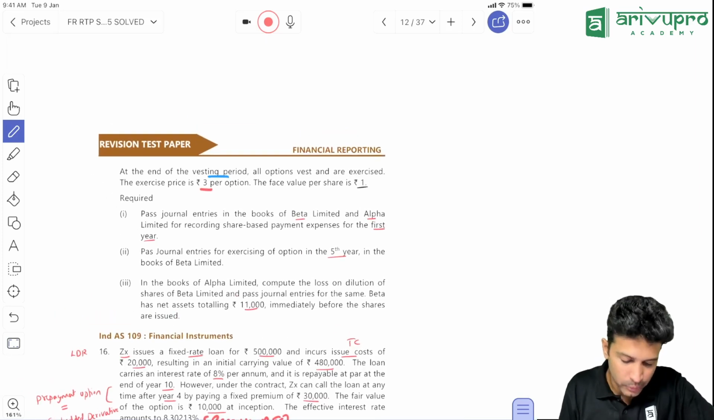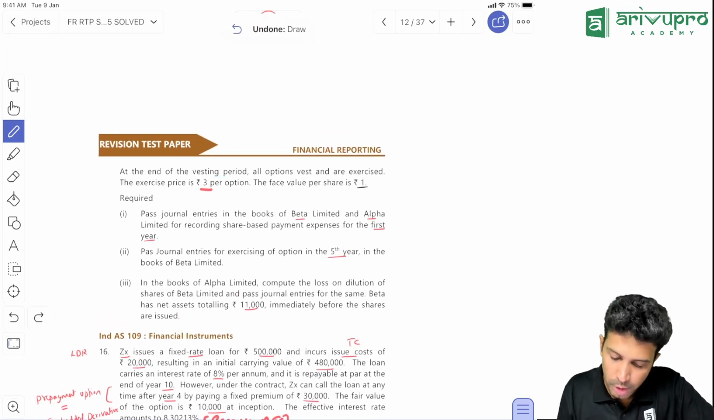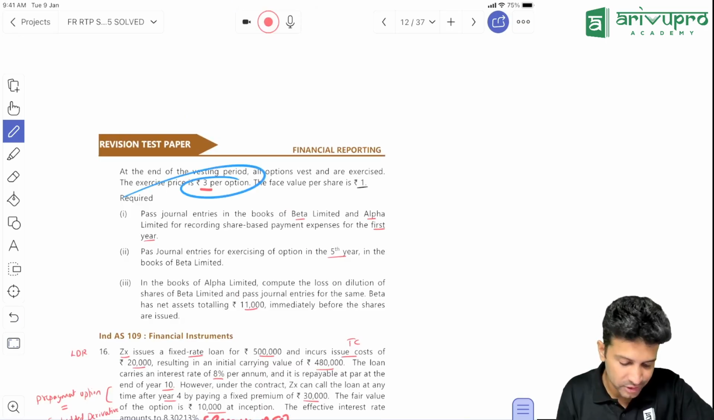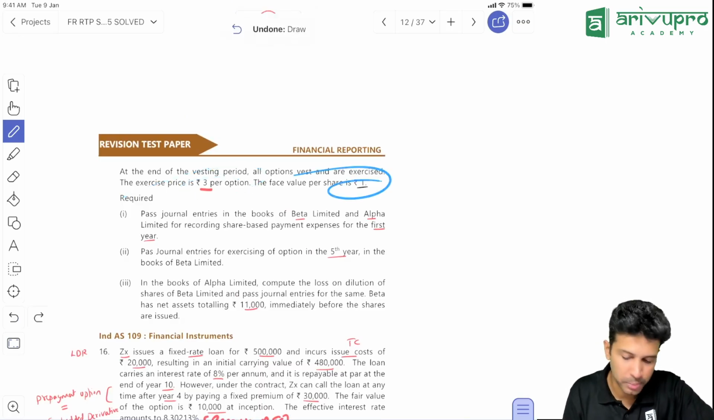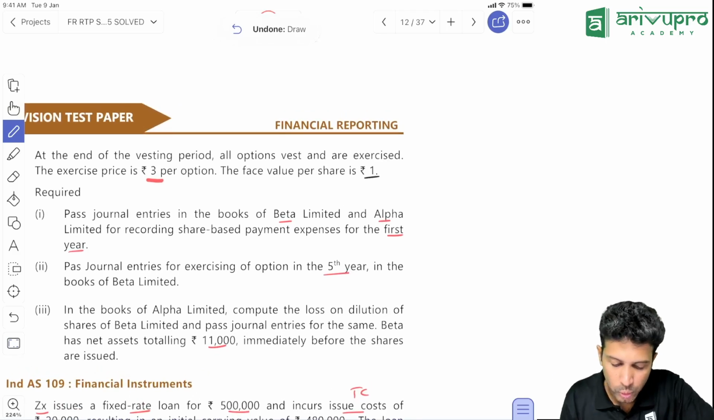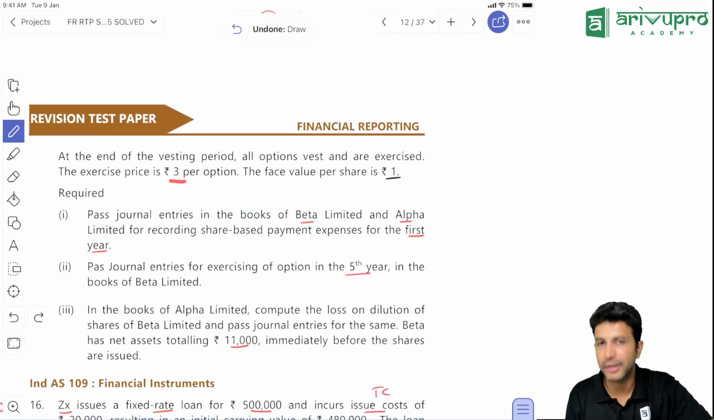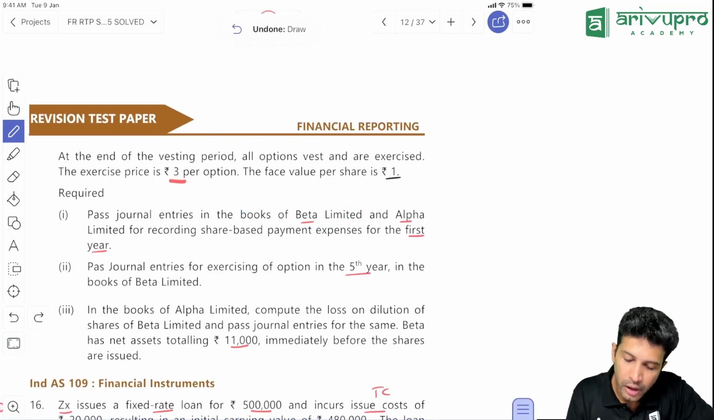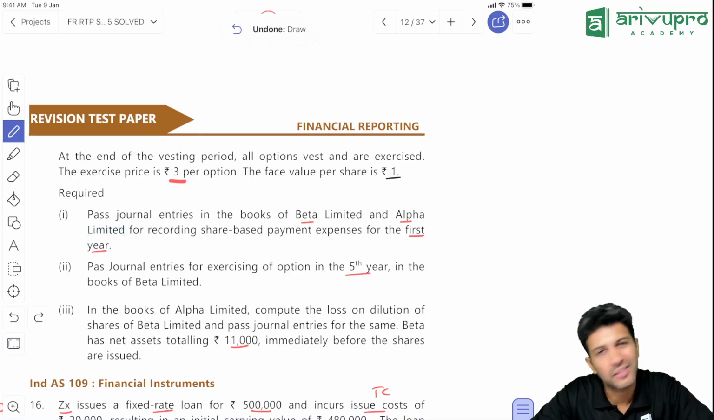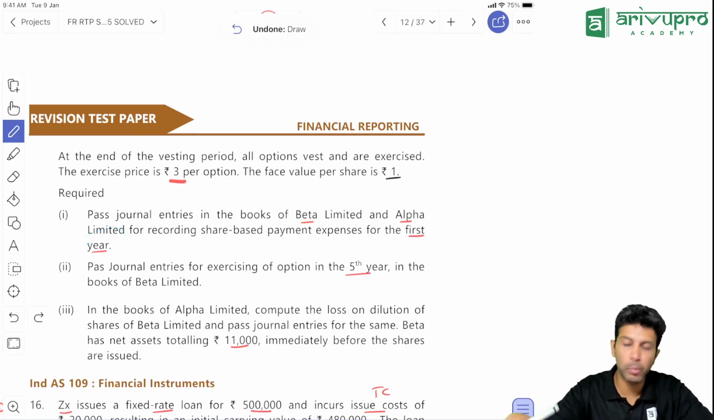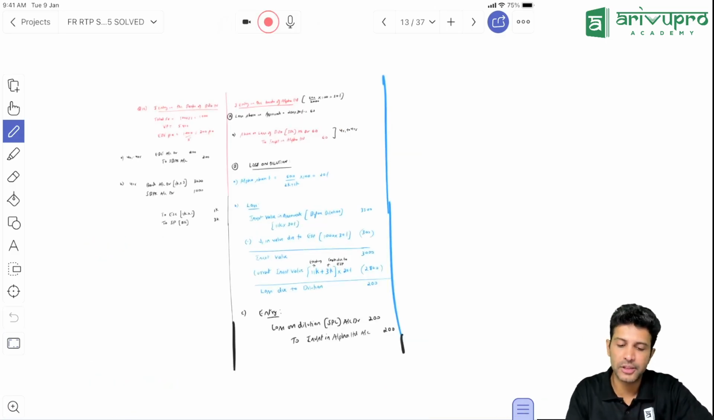At the end of the vesting period, that is 5 years, all the options vest and the exercise price is 3 rupees per option. Fair value of the option is 1 rupee. First requirement of the question is, in the books of Beta Limited, the associate company, and Alpha Limited, you need to pass the journal entry for the first year, is what they've asked. Okay. All right, both the companies. Now let's pass for the first one.